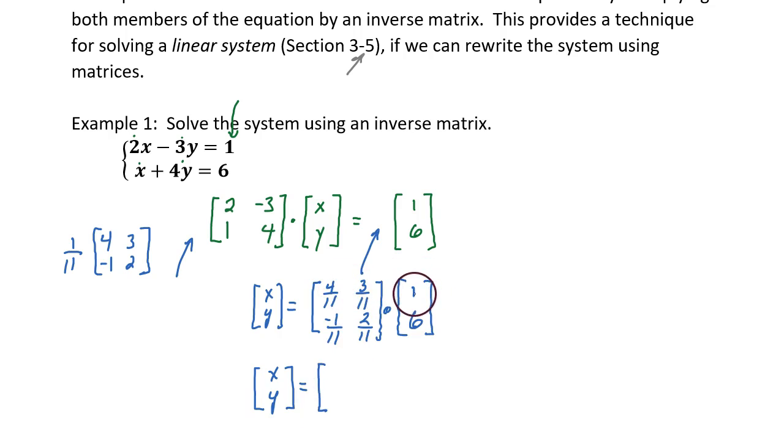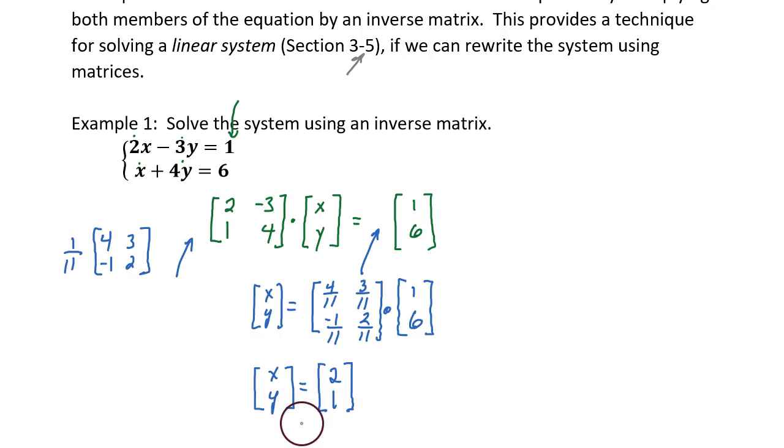4/11ths times 1 is 4/11ths plus 3/11ths times 6, which is 18/11ths. 4/11ths plus 18/11ths is 22/11ths, which reduces to 2. Now let's do this bottom number. -1/11th times 1 is -1/11th, plus 2/11ths times 6 is 12/11ths, so we have -1/11th plus 12/11ths, and that makes 11/11ths, which reduces to 1.